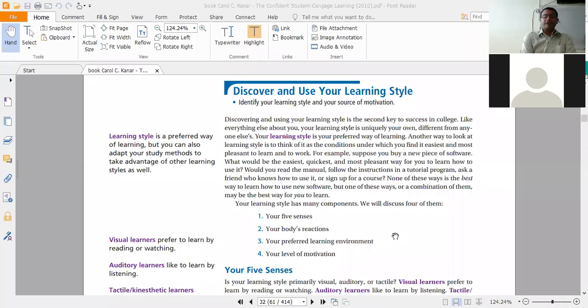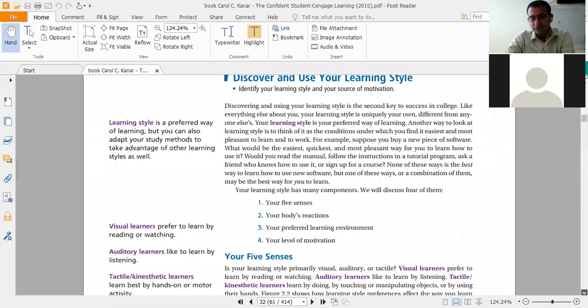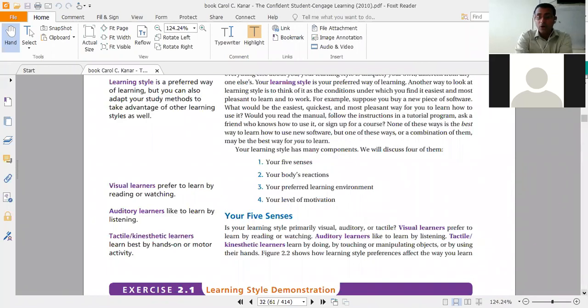Discover and use your learning style. Now there was a question somebody asked me about the learning style, and here is the time that we should talk about learning style as well. Learning style is a preferred way of learning, but you can also adapt, change your study methods to take advantage of other learning styles as well. So there are basically three kinds of learning styles, and in these three kinds of learning styles, four things are involved. Number one is visual learner.